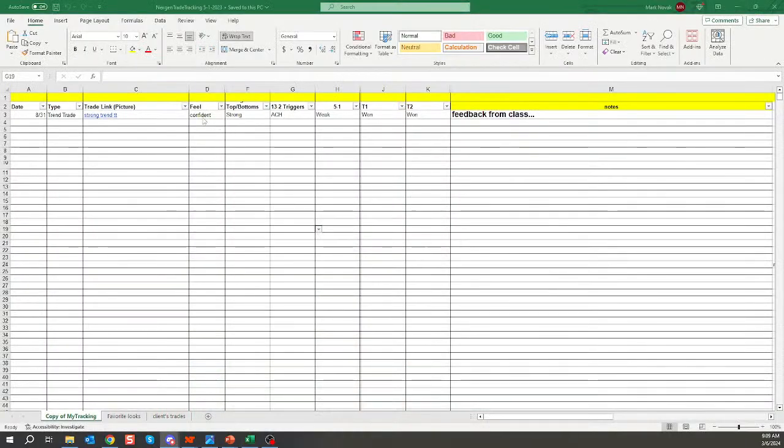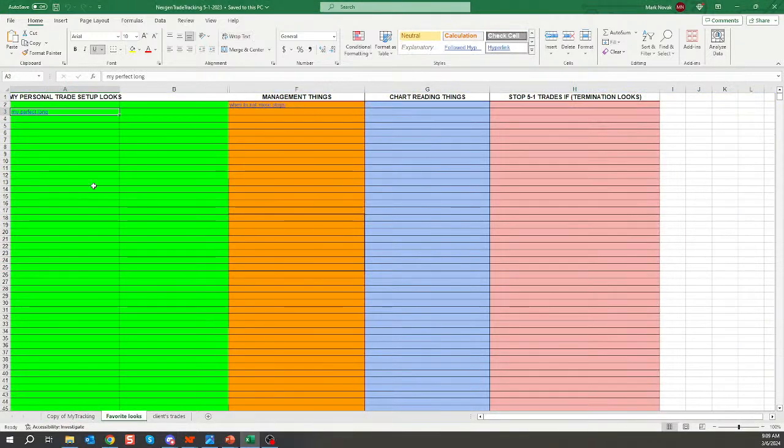So filling up this first page is important. Every time you take a trade and the feedback is, man, great work, that's the best of the best, that's what we're looking for, you should add it over here to your favorite trade setup looks. This is you building your personal trading plan. This is you taking that recognition, those statistical advantages, that visual representation of the patterns that are going to get you where you want to be.